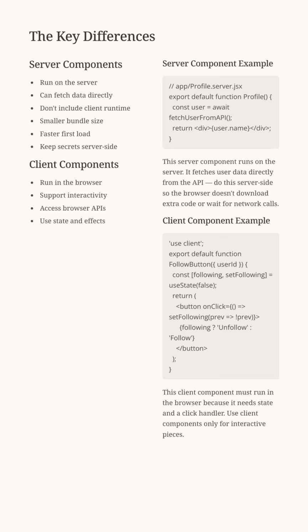Client components run in the browser. They handle interactivity, use hooks like useState, and access browser APIs. For example, this server component fetches user data on the server and sends ready-to-render HTML to the browser. The client doesn't need to fetch again. In contrast, the client component example defines a button that toggles between follow and unfollow. This must run in the browser because it depends on state changes and user clicks.